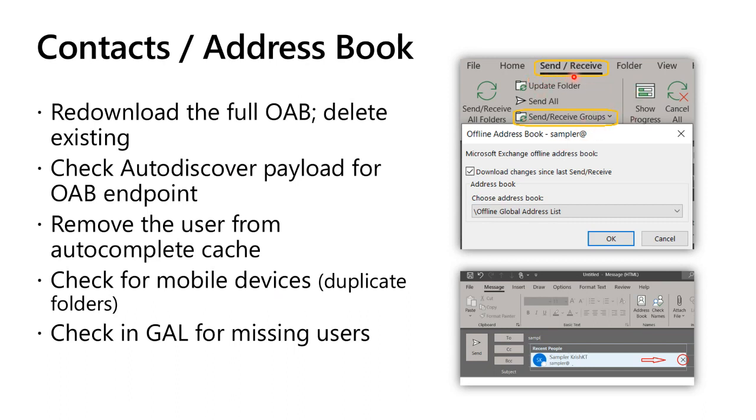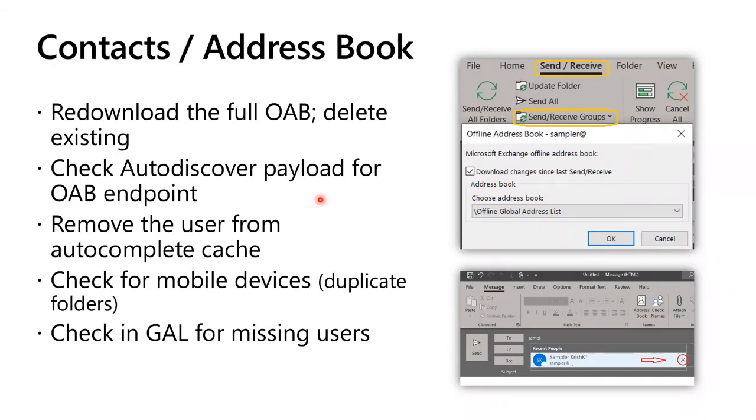Just click on the Send/Receive tab, then Send/Receive Groups. Once you click, you have Offline Address Book, and clicking on this, you get the option to manually download. To do a full download, unchecking this box will download the full OAB, while checking this box, as mentioned here, will download changes since the last send/receive.